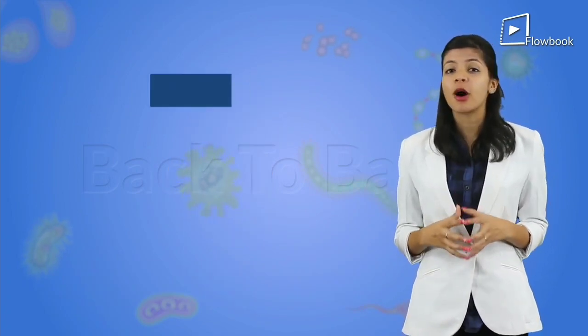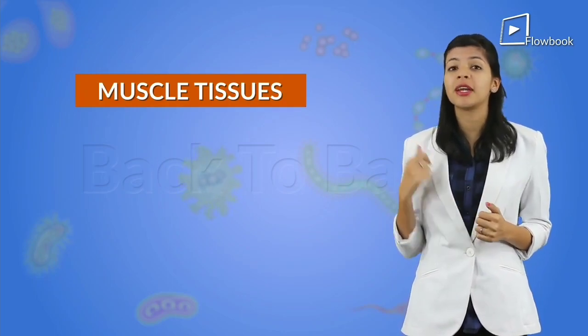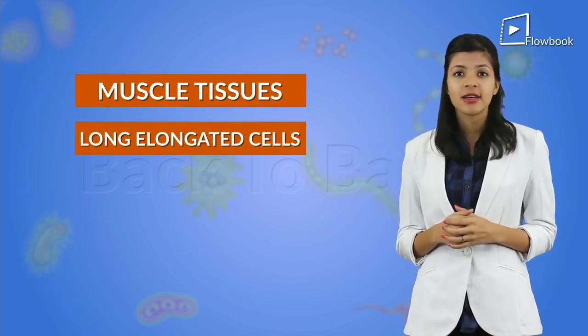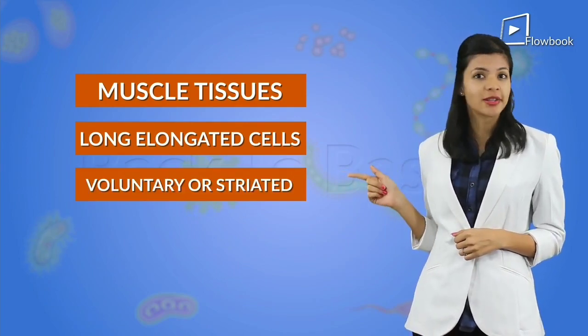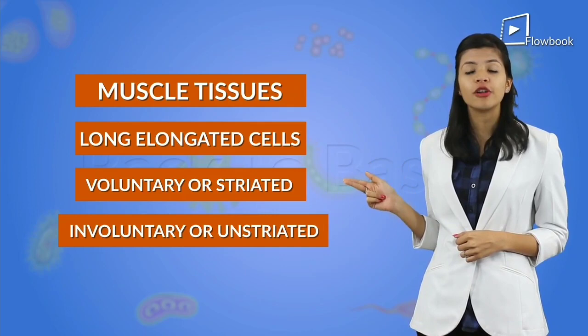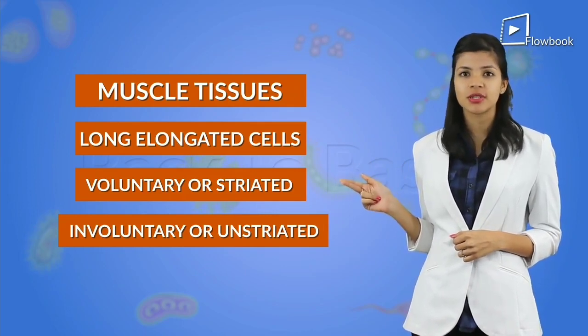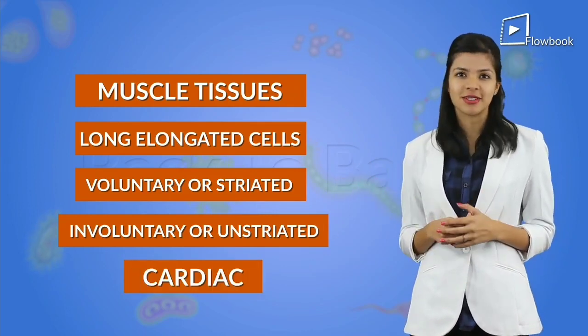So what have we learned today? We learned about muscle tissues, that they're made up of long elongated cells, and the three types of muscle tissues, which are voluntary or striated muscle tissues, involuntary or unstriated muscle tissues, and lastly, cardiac muscle tissues.